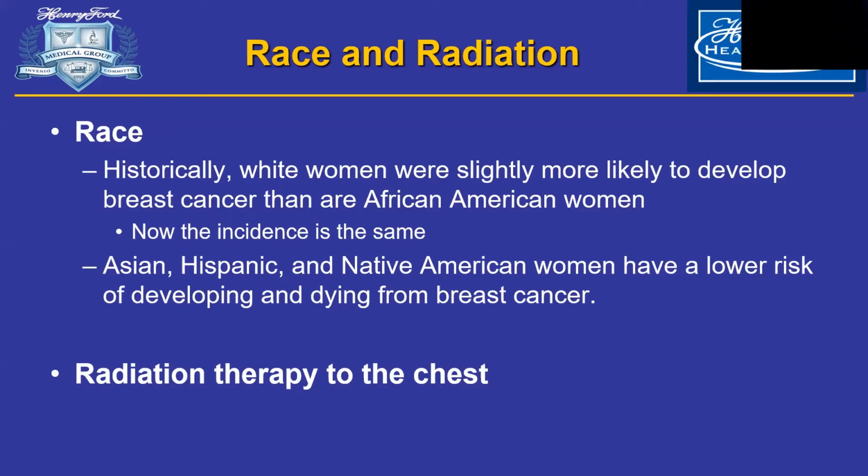In regards to radiation, radiation to the chest was something common about 20 years ago for lymphoma. There were a couple other reasons that patients would get this, but by far that was the most common. And what we discovered was that the increased risk seems to be highest if the radiation was given while the breasts were still developing, so during the teen years. So any patient that has had chest wall radiation, all of those undergo high-risk surveillance.